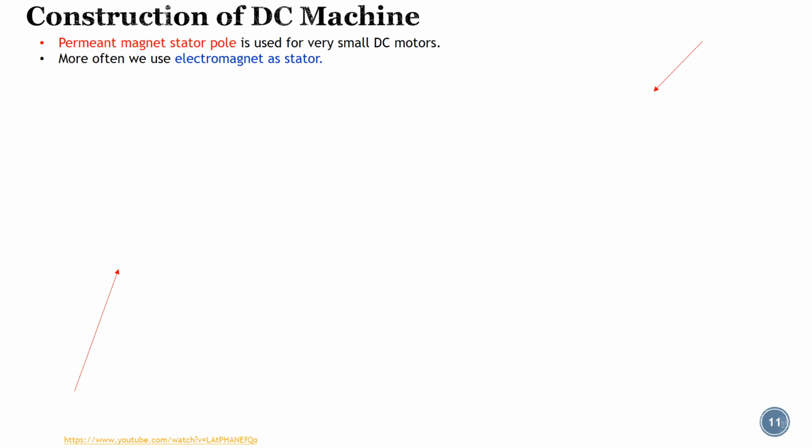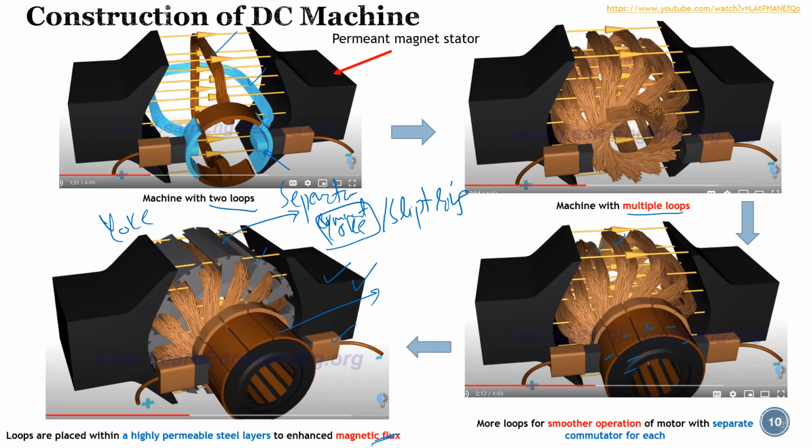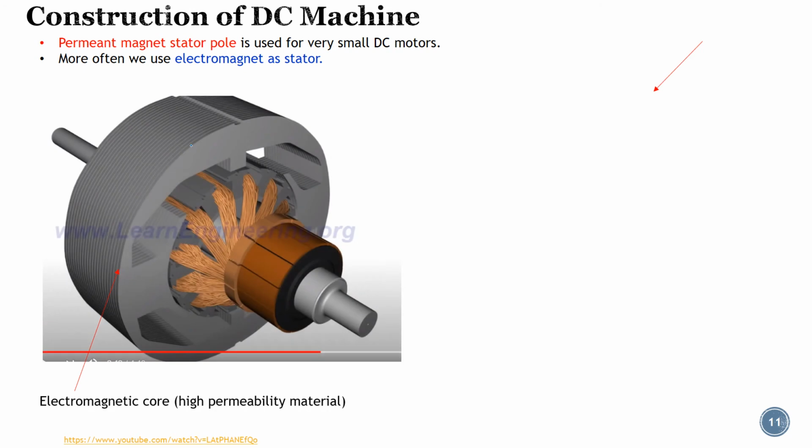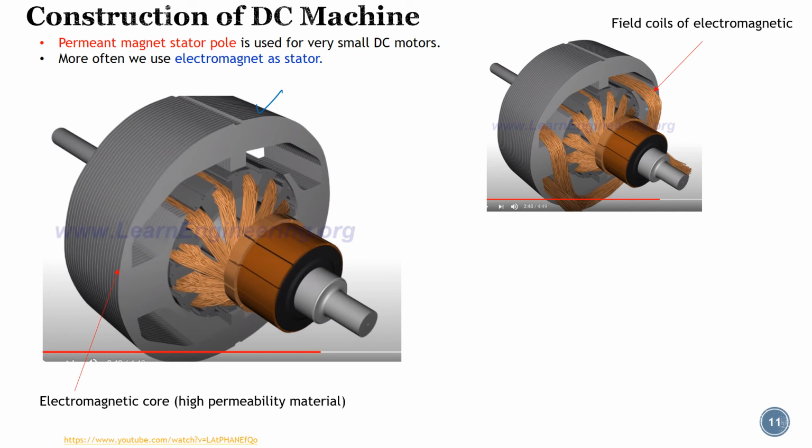In small motors we use a simple permanent magnet, like this one, but in practice, in high capacity motors, we don't use the permanent magnet, we actually use an electromagnet. An electromagnet is just an electromagnetic core, and you place coils within that core, and when the current passes through these coils, the core actually turns into an electromagnet. This is just basics.